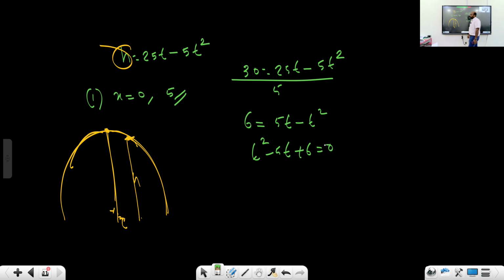Do splitting the middle term. One value is rejected. You have to tell me what value it is. Negative value won't come.